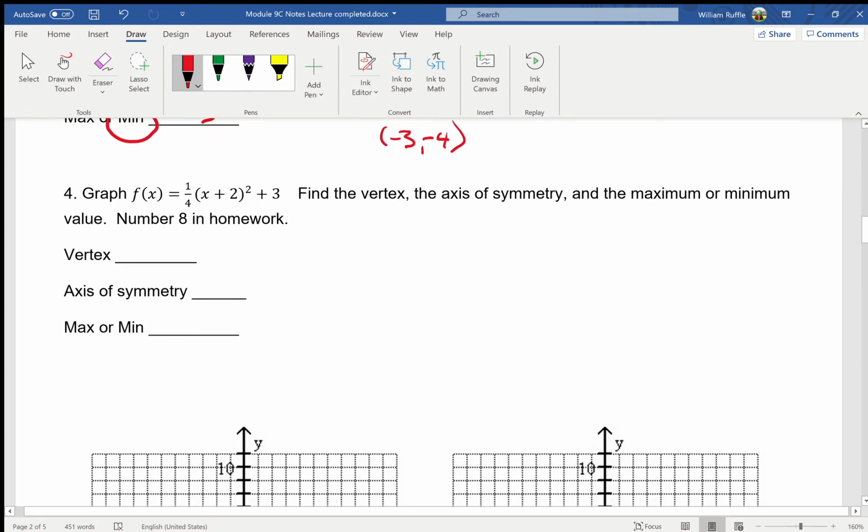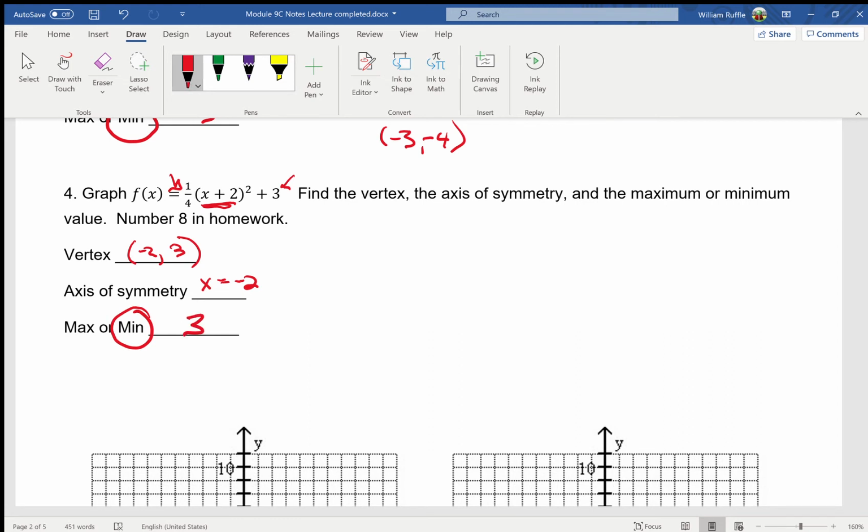Okay, my next question here. Again, what's the vertex? Well, what makes this 0? Well, the x value is negative 2. That's my y value. There's my vertex, negative 2, 3. Axis of symmetry is x equals negative 2. This is a positive number, so it is going up, so we have another minimum value. And the y value is the minimum value.